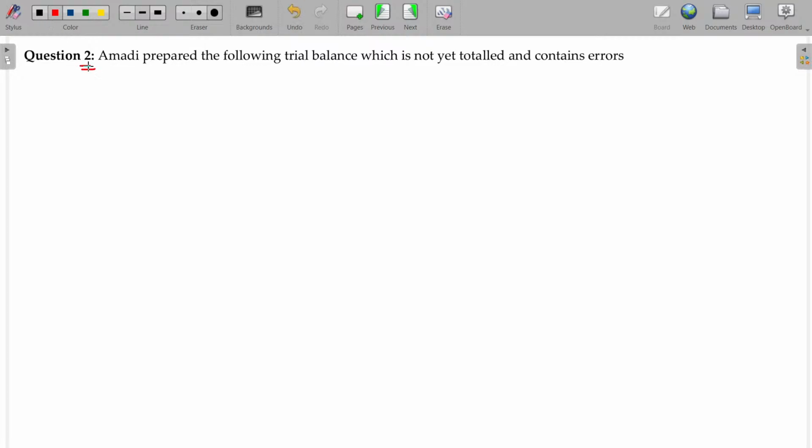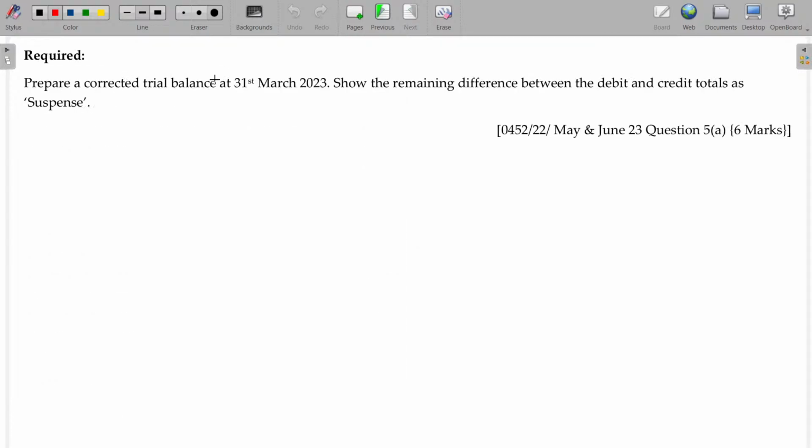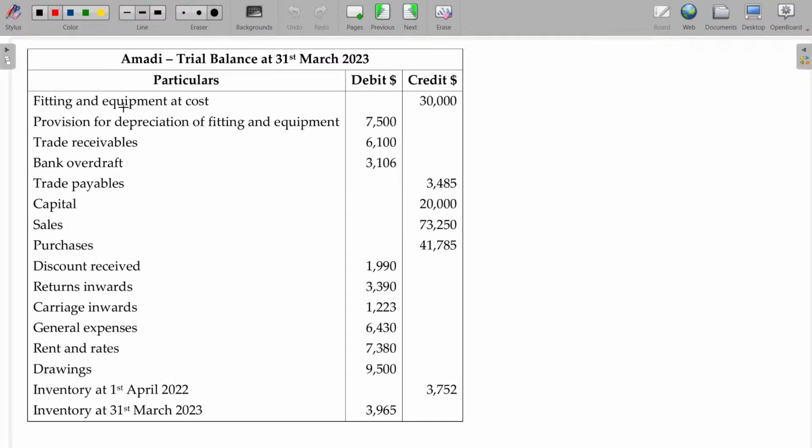Question number 2. MID prepared the following trial balance which is not totalled and contains errors. Prepare a corrected trial balance at 31st March 2023. Show the remaining differences between debit and credit totals as suspense. Now what happens here? Fittings and equipment cost 30. It is an asset, so it should be on the debit side. I put that value on the debit side.